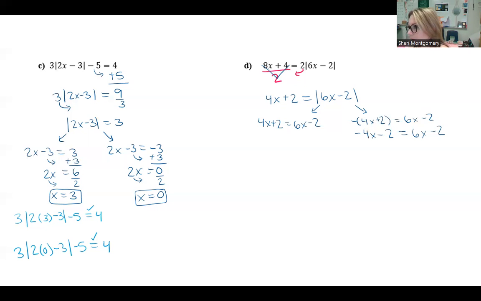When we're dealing with these, both of them, we have variables on both sides. So if I start with the one on the left, I have a 4x and I have a 6x. 6x is bigger, so I'm going to bring the 4x over. Six minus 4 is 2. So I have to take care of the addition and subtraction first.